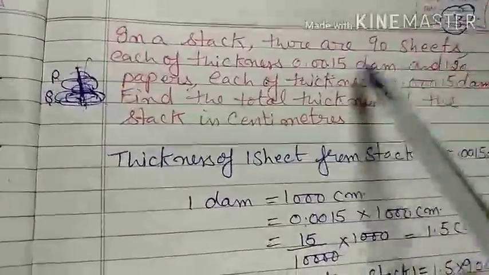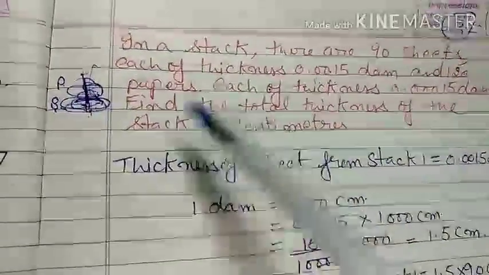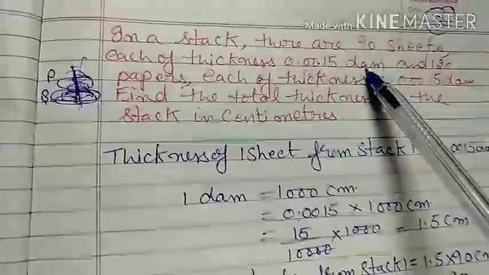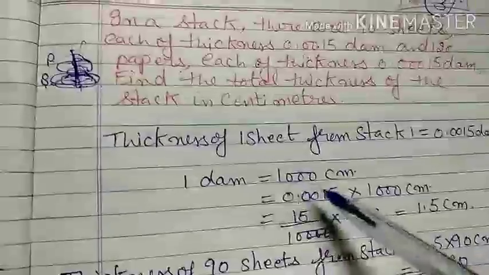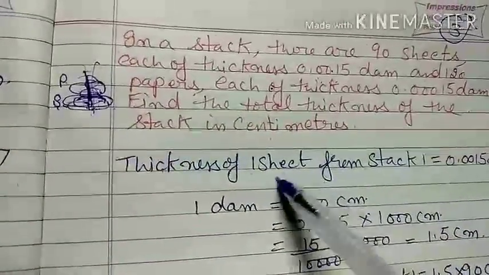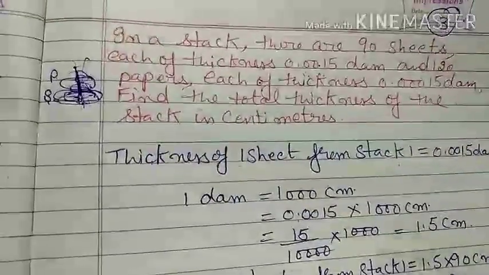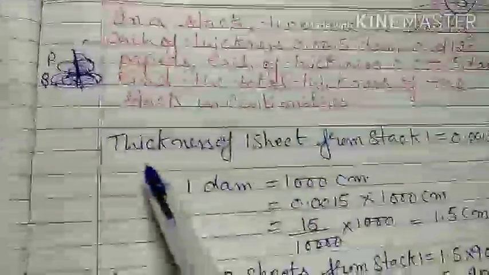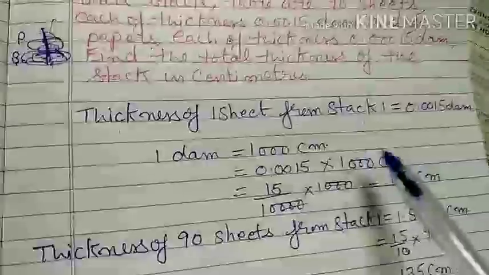But here they said that your answer should be in centimeter. Find the total thickness of the stack in centimeter. So first we will convert decimeter into centimeter. 1 decimeter is equal to 1000 centimeter. So thickness of one sheet from the stack, you have only one stack, it is not a number of stacks, only one stack. So thickness of one sheet from one stack is 0.0015 decimeter.